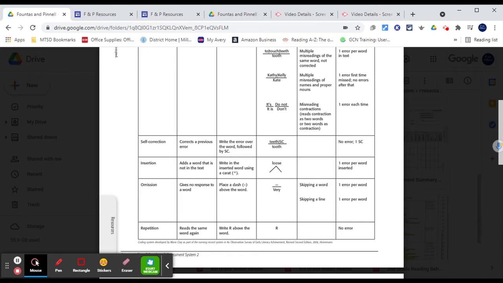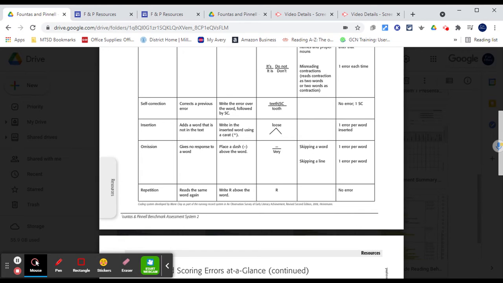If the student does insert a word, that is also an error, and you can use like a little caret. If the student omits the word, they have a line and then a little line above it. I write an O for omitted, and that is also an error.